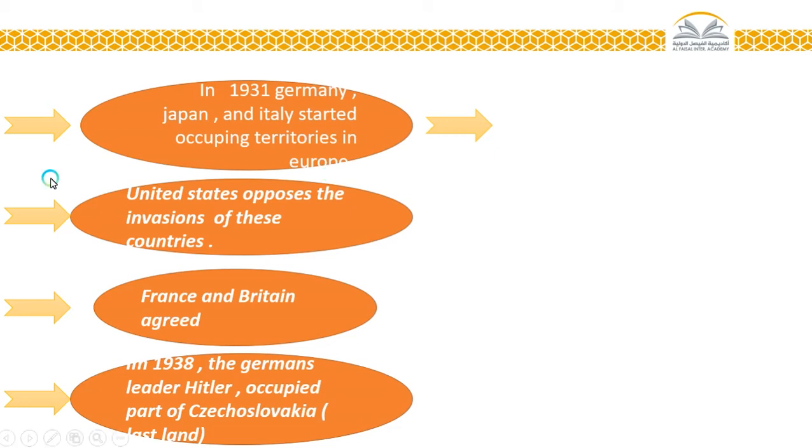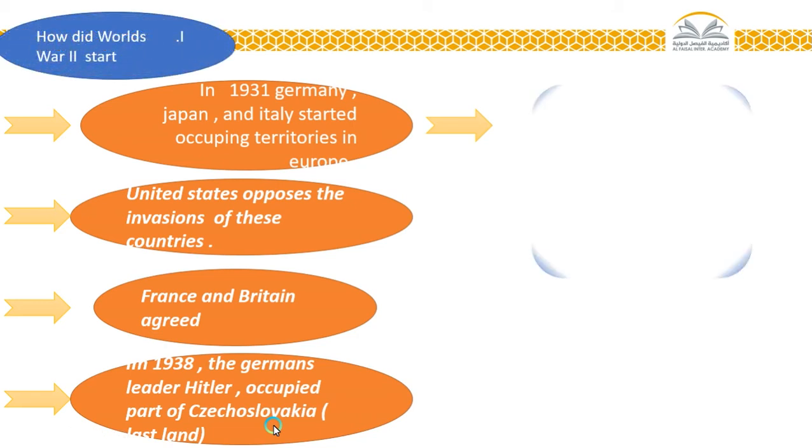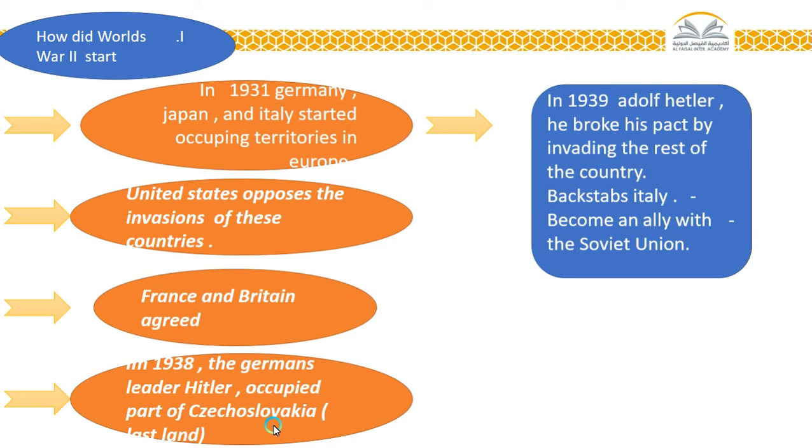So that's why he tried to take part of Czechoslovakia and say this is the last. Is this the last invasion that you're going to make? But after that, in 1939, Adolf Hitler broke his pact by invading the rest of the country. He said, "No, I need to take all of Czechoslovakia."